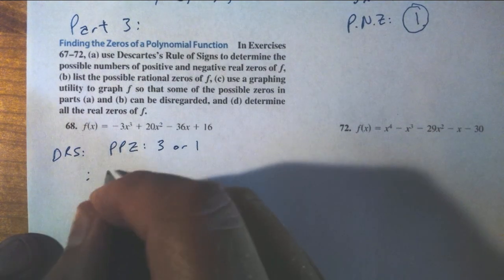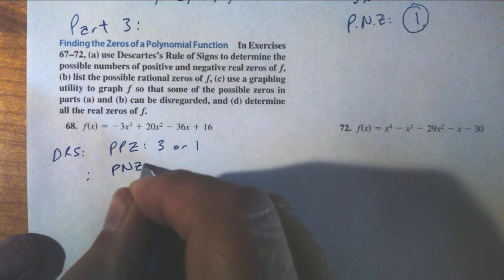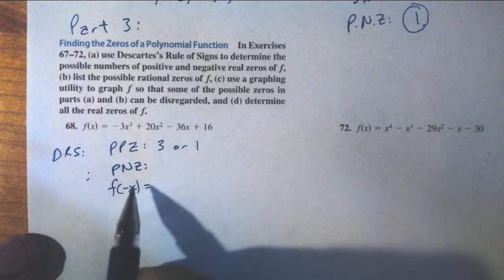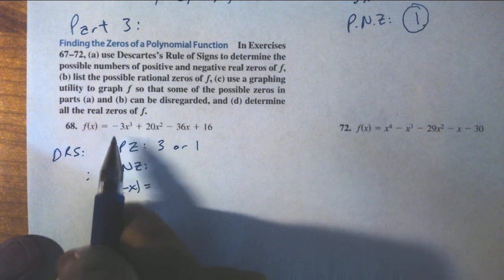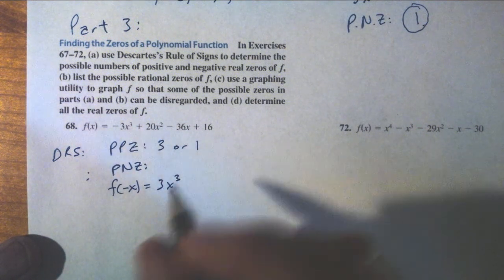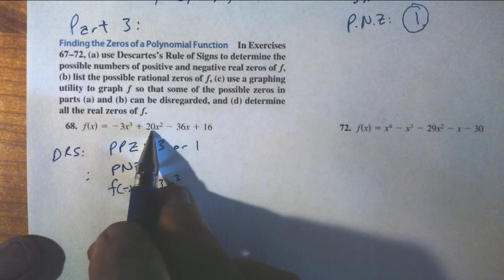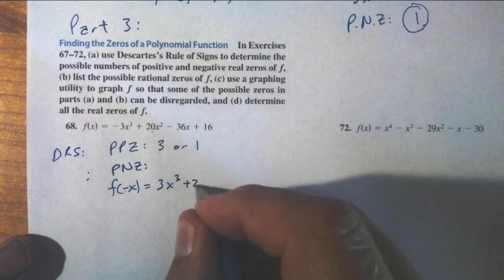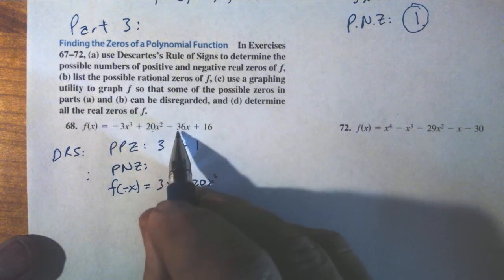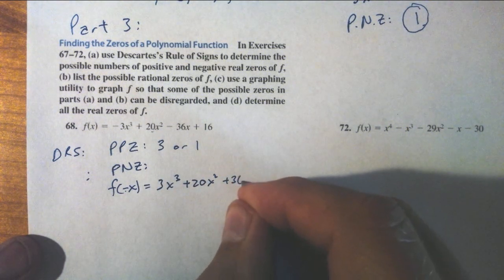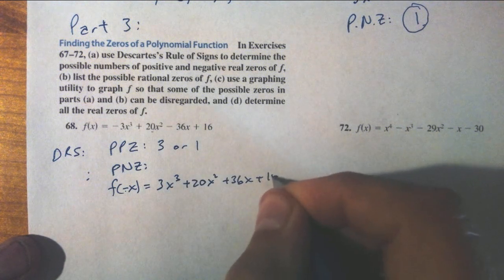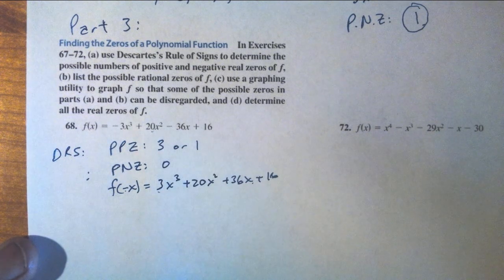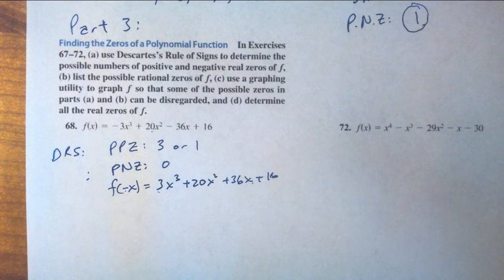Descartes' rule of sign, the number of possible negative zeros. Well, let's find what happens to the left. Negative survives cubing. Negative times negative, positive 3x to the third. Negative does not survive being squared, so that's plus 20x squared. Negative survives here, plus 36x, and the negative isn't a factor there. There are no sign changes, so there are no possible zeros to the left.